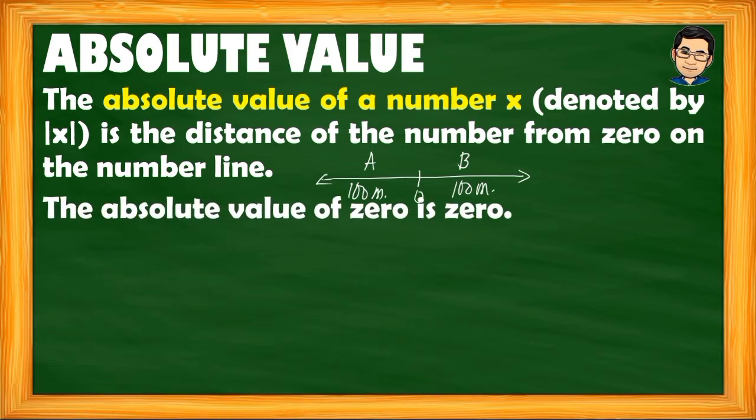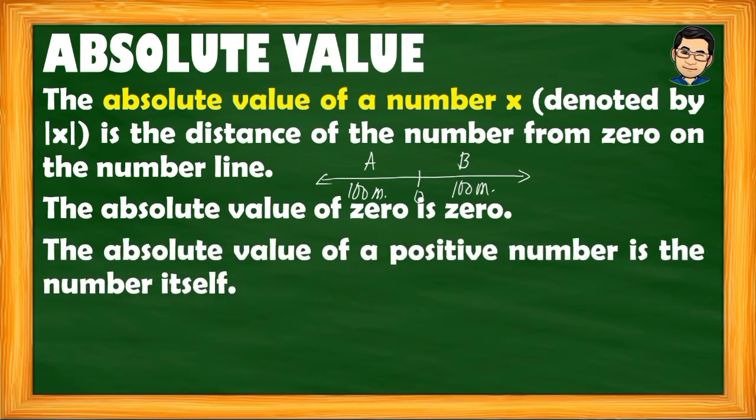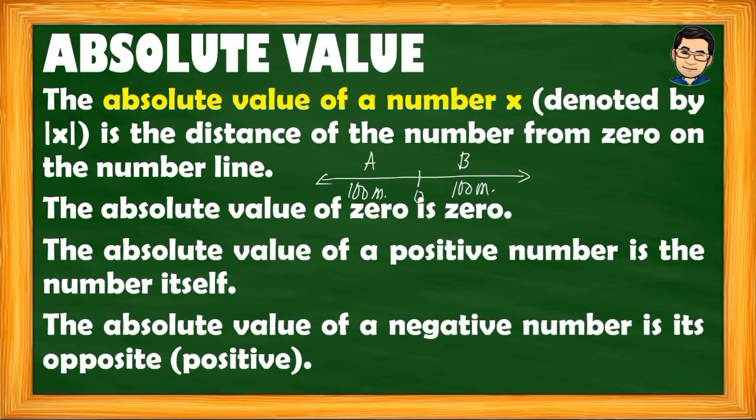And then, the absolute value of 0 is 0, of course. And then, the absolute value of a positive number is the number itself. Okay, so, kukunin natin ng absolute value ng positive integer pa rin naman ang kanyang sagot. And then, if we get the absolute value of a negative number, ang absolute value niya is yung opposite, which is positive. So, yung kabaligtaran ng negative is positive.